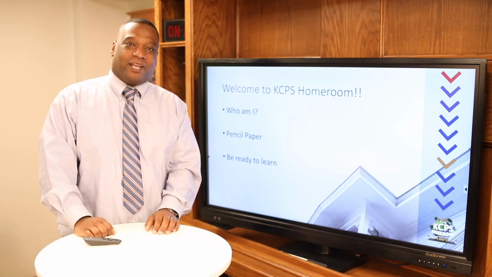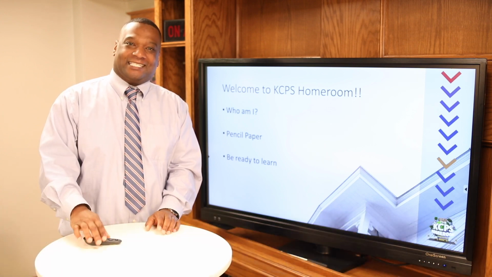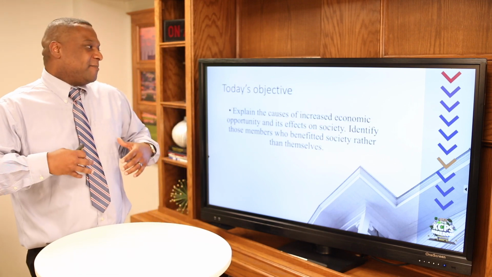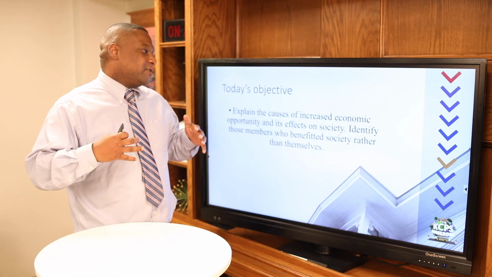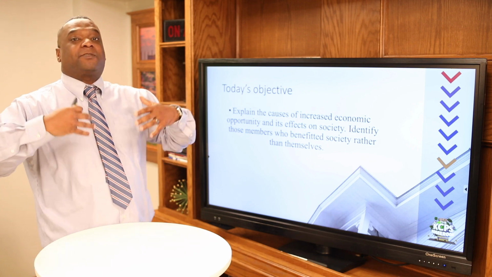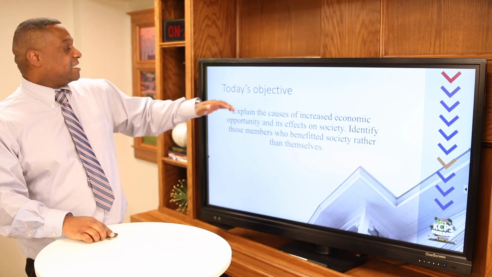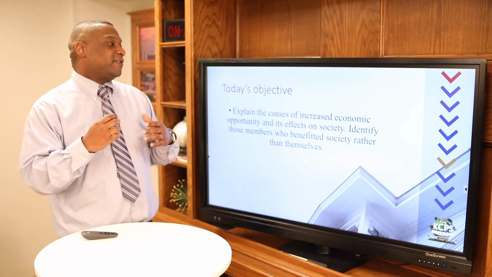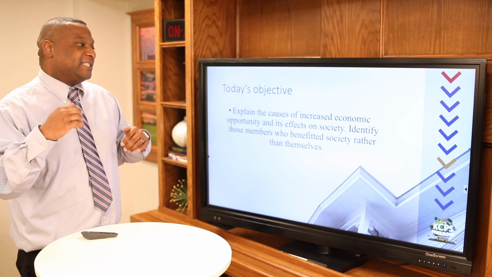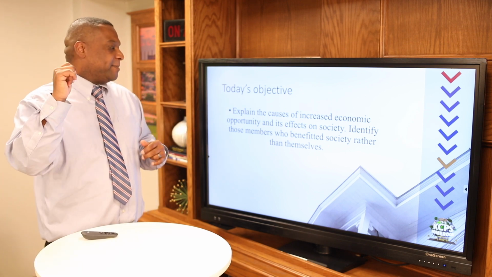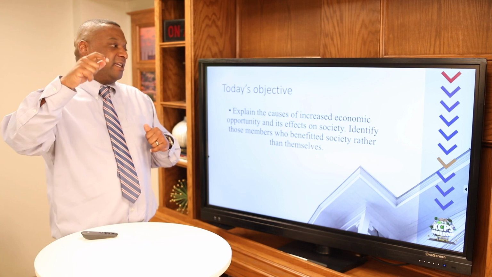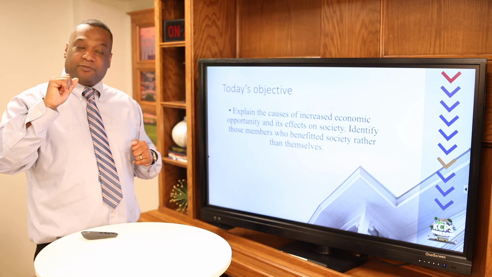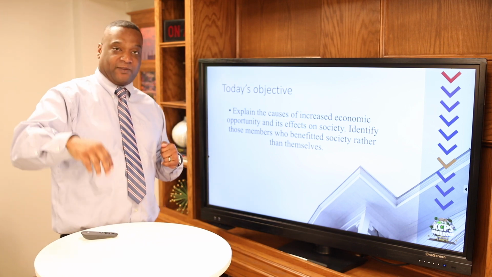Be ready to learn as we talk about the Gilded Age. So when we talk about the Gilded Age, basically we're going to talk about economics and economic opportunities for people. Our objective today, we're going to explain the causes of increased economic opportunity, its effects on society, and we're going to be able to identify members who benefited from the society.